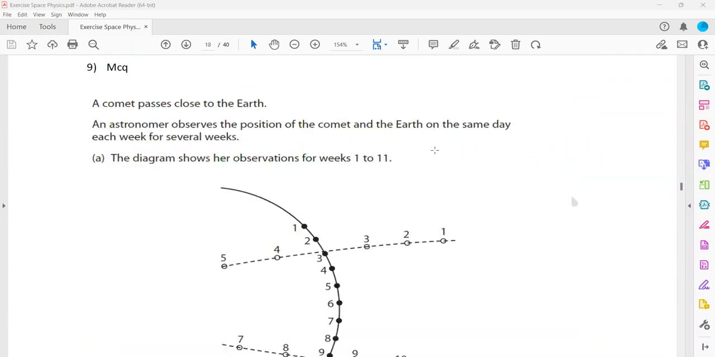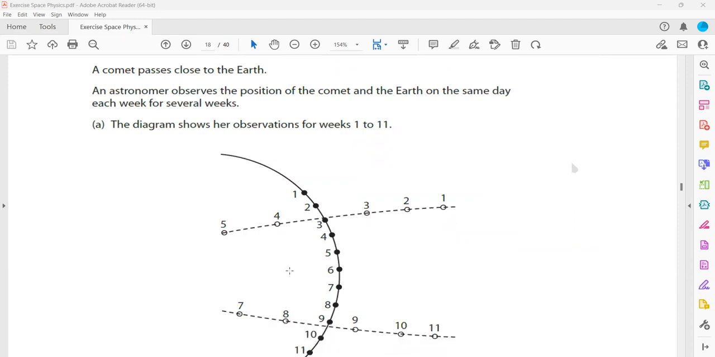In question 9, a comet passes closer to the Earth. You can see these are the positions of the Earth we observe for 11 weeks. So this is the path of a comet.